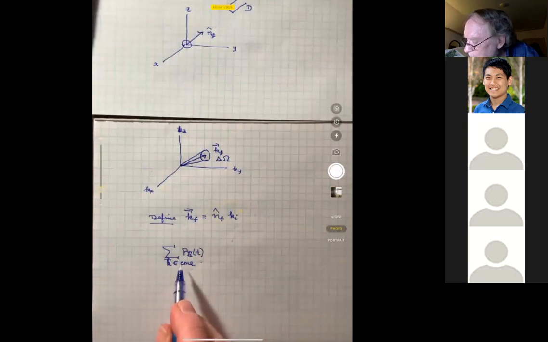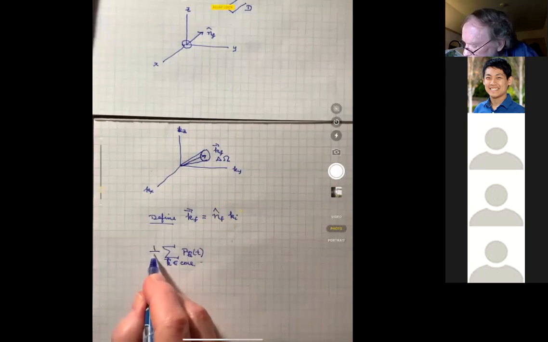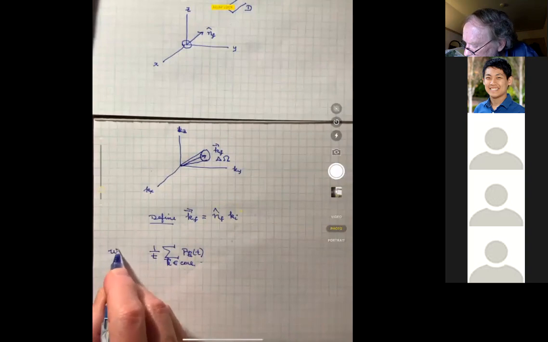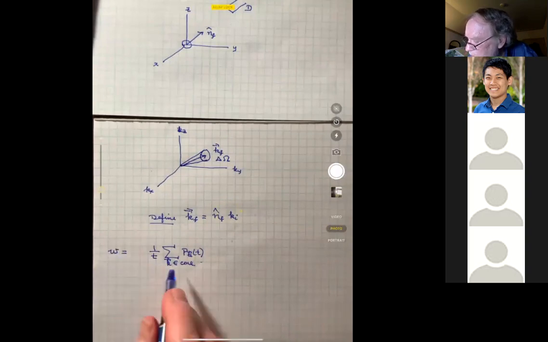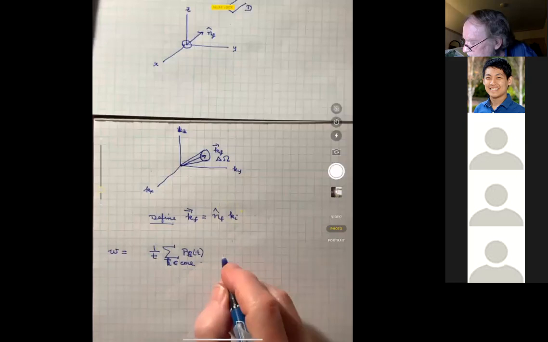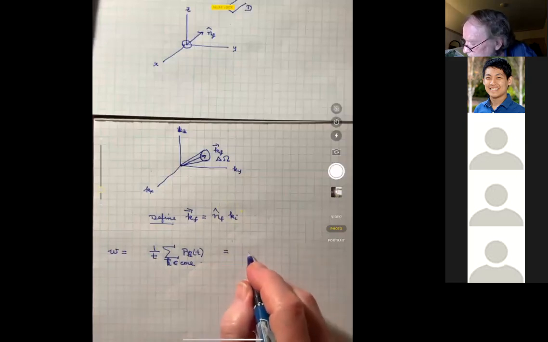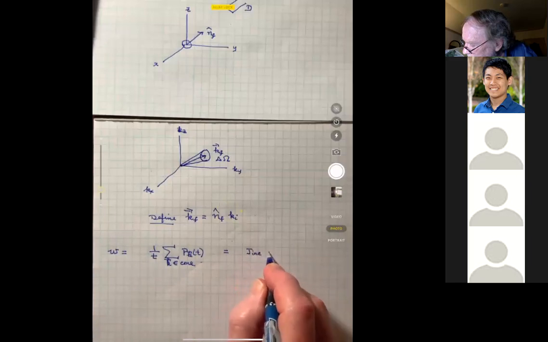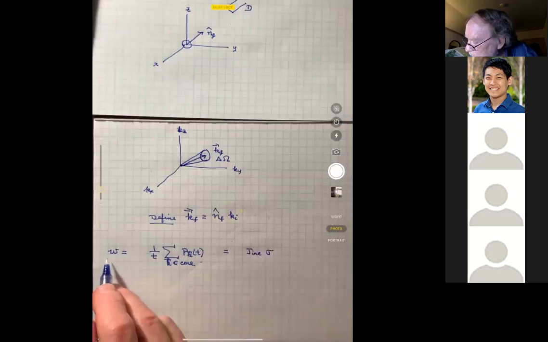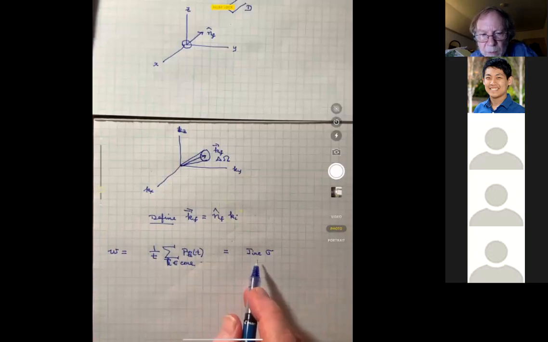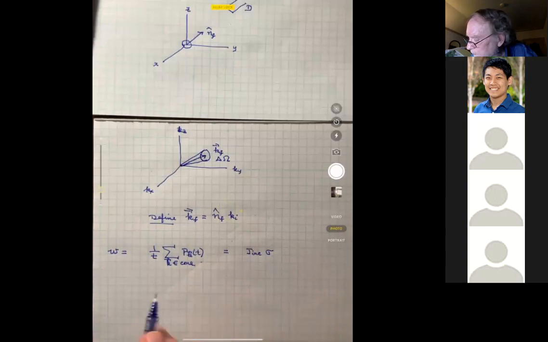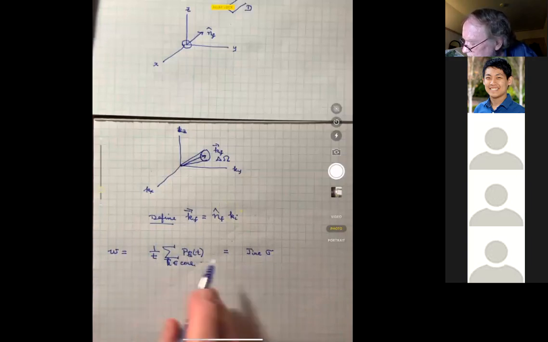Now, in some circumstances, the transition probability is proportional to time. And so if we divide by time, we get a transition rate. So allow me to do that, divide by time, and let's call this W, the transition rate to make transitions into the cone. The transition rate is related to the cross section in the following way. The cross section is nothing but the transition rate normalized by the incident flux. This formula that I'm writing here is essentially the definition of the cross section. We can relate then the cross section to this sum over transition probabilities. Dividing by J incident will do it for us.